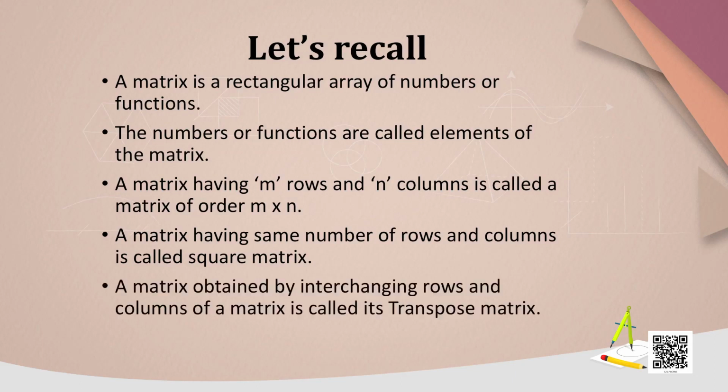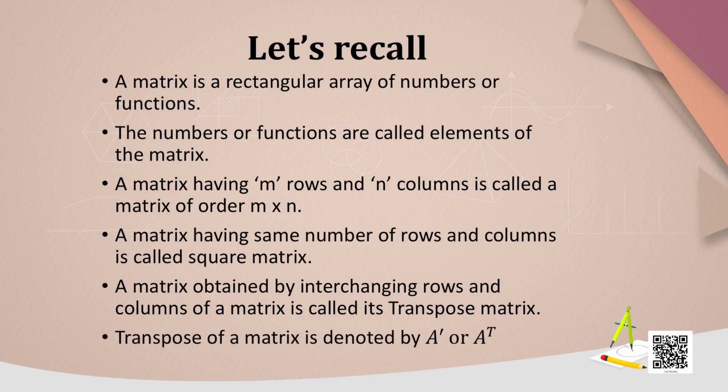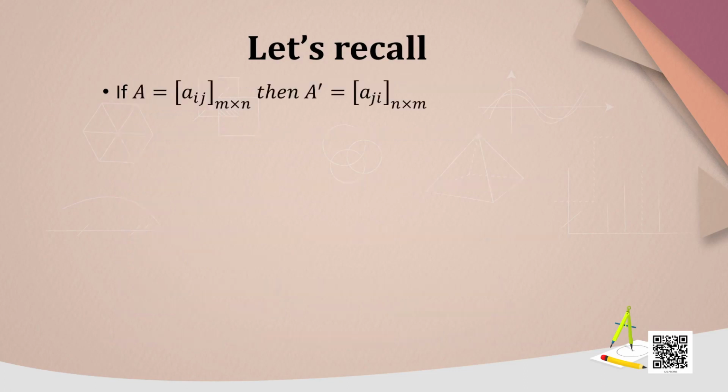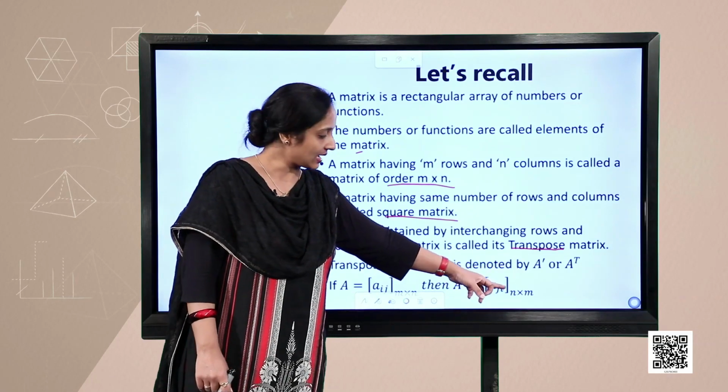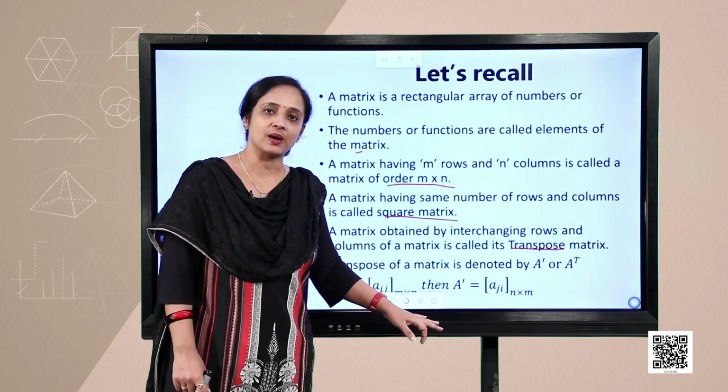A matrix obtained by interchanging rows and columns is called the transpose of the matrix. Transpose of a matrix is denoted by A dash or A t. If A is equal to [aij], its order is m by n, then A transpose will be one more matrix with elements [aji] and its order becomes n by m.